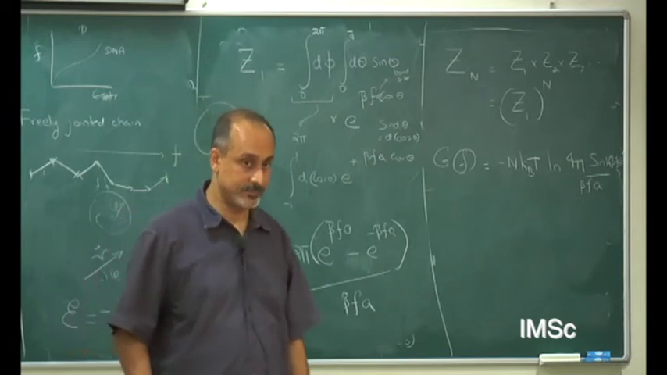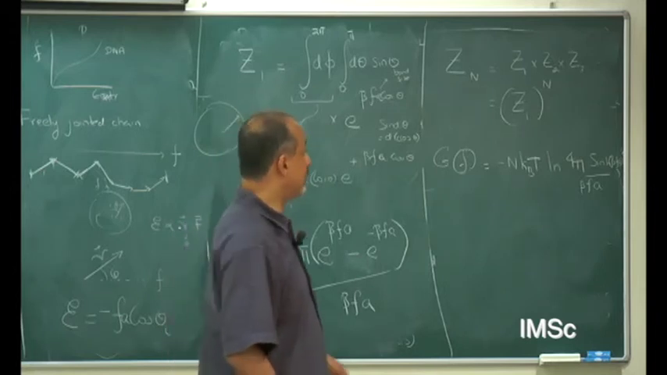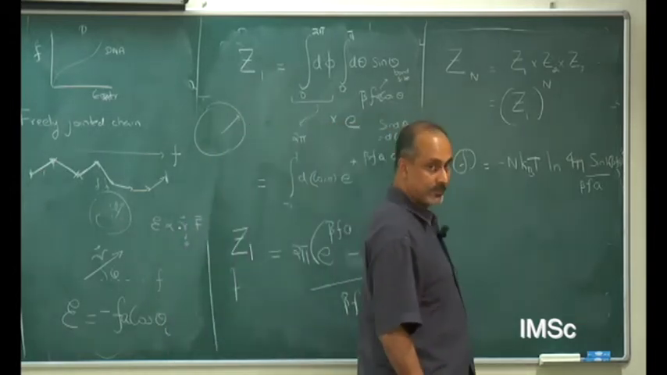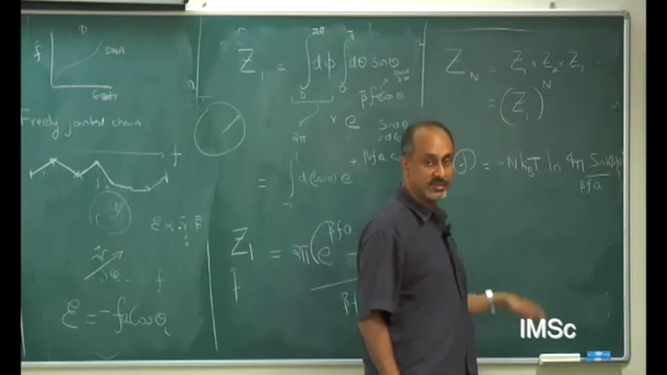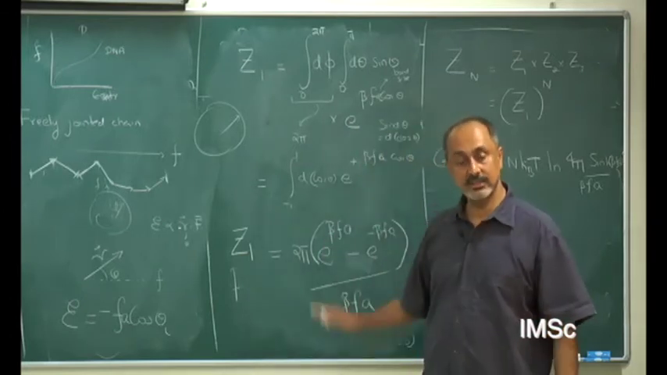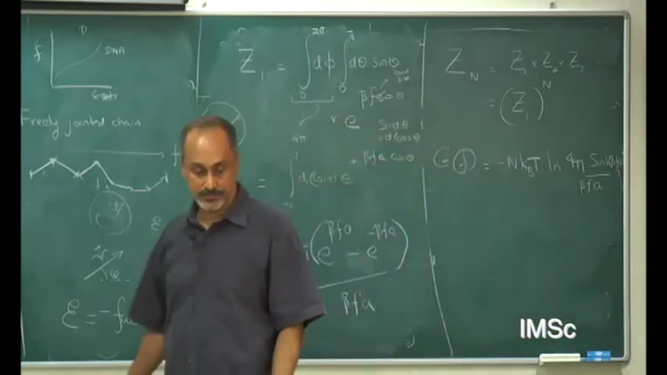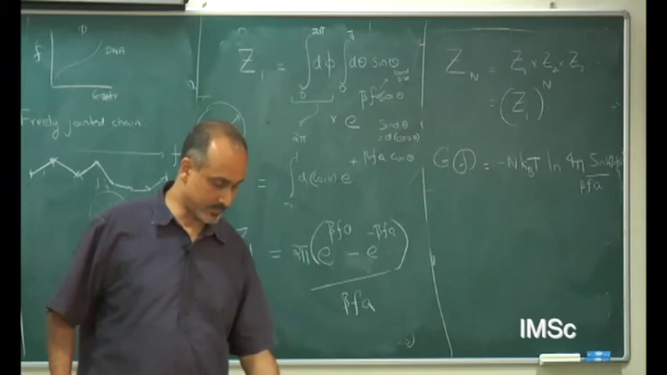But why did you write down the partition function? Because I finally wanted to get the free energy. So this is the free energy of the system corresponding to applying a fixed force between the two ends in this particular model of a polymer called the freely jointed chain. Okay.